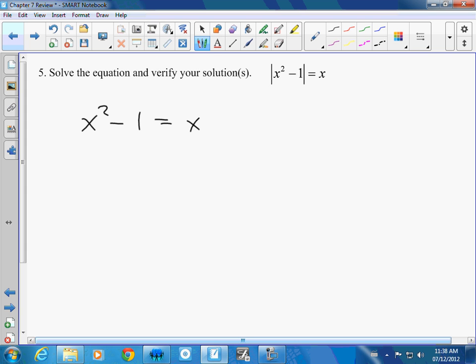How do we solve this one? Look at the other side of the equation. Yeah, make it all equal to 0. So it's x squared minus x minus 1 equals 0. Then what do we do? Try to factor. Guess what? Is this going to factor? No dice. So what are you going to have to use?